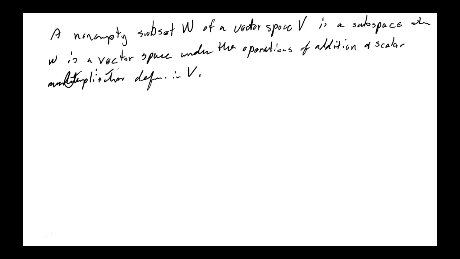But this subset W is a vector space when W is also a vector space. So a subset W of a vector space V will be a subspace of V if W itself is a vector space. You can have subsets that aren't vector spaces, but it's a subspace when W is a subset and also its own vector space. And it has to be under the same operations of addition and scalar multiplication that were defined originally for V.